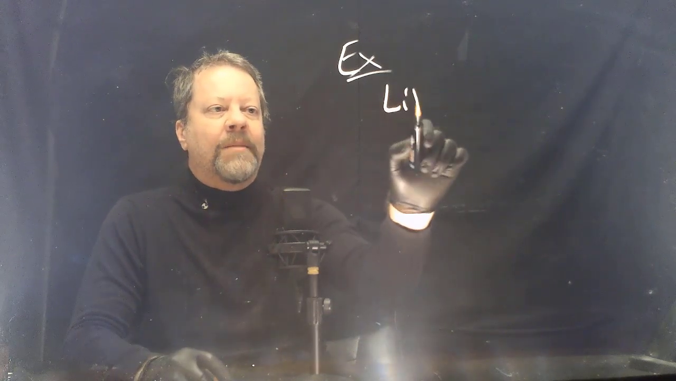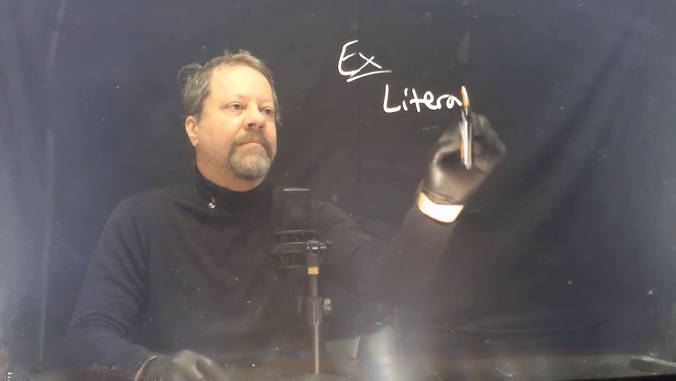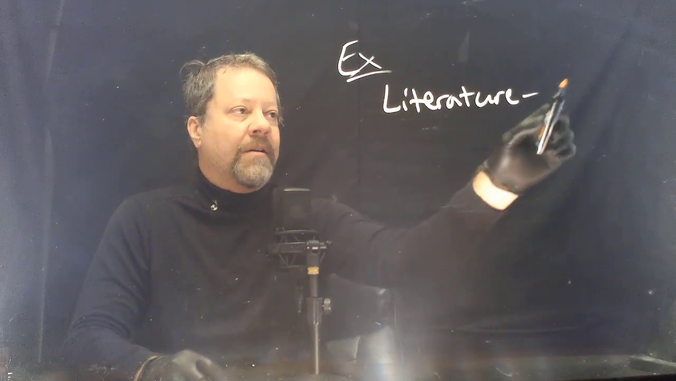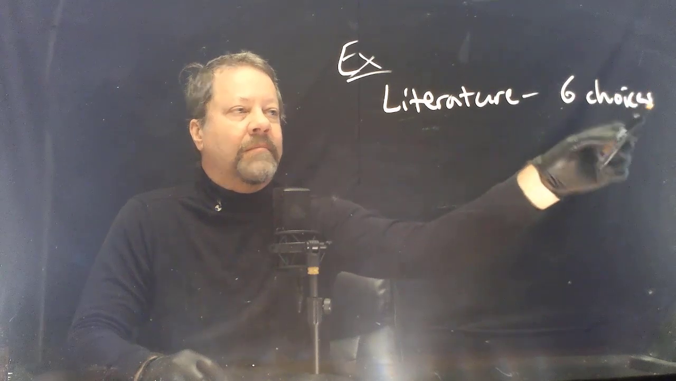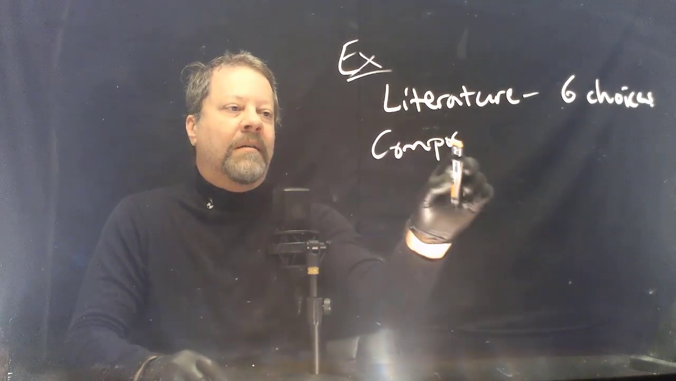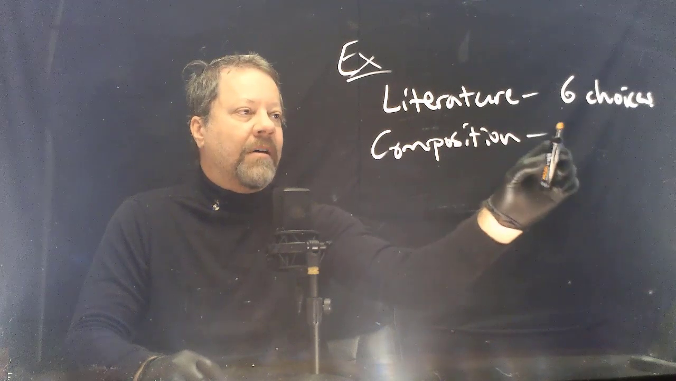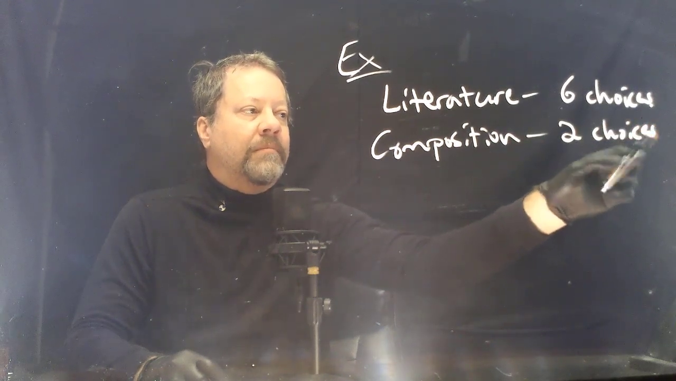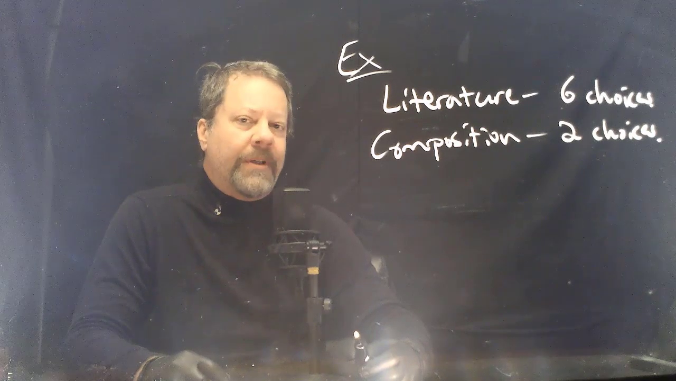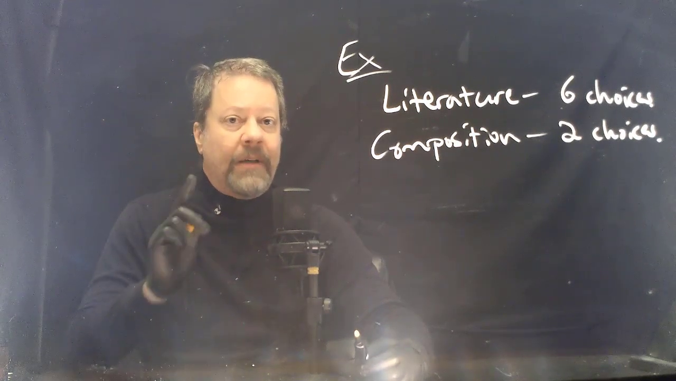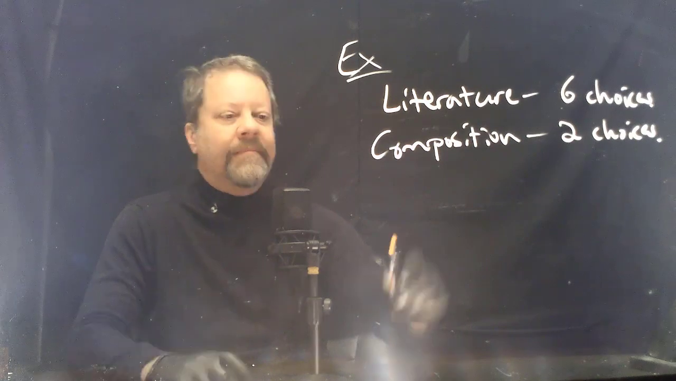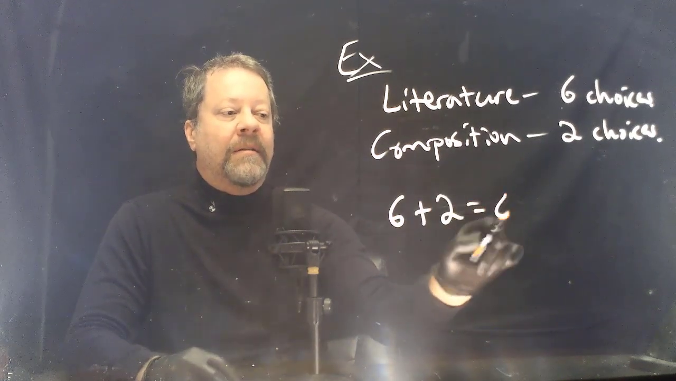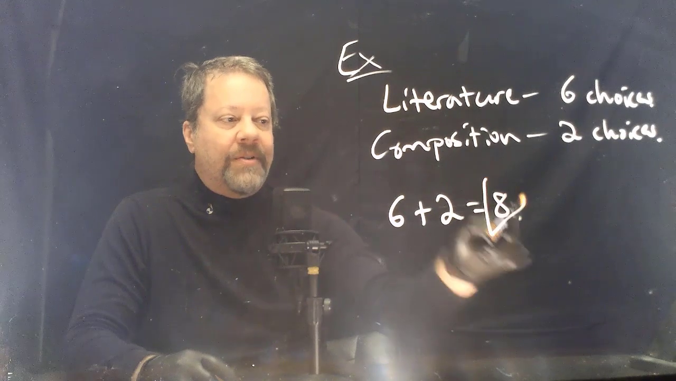In our next example, suppose that a student wants to take either literature or English composition, but not both. Let's suppose that amongst the literature classes there are 6 choices, and amongst the composition classes there are 2 choices. How many total choices does this student have if the student is going to take one of these or the other? And the answer is 8. The student has 8 choices.